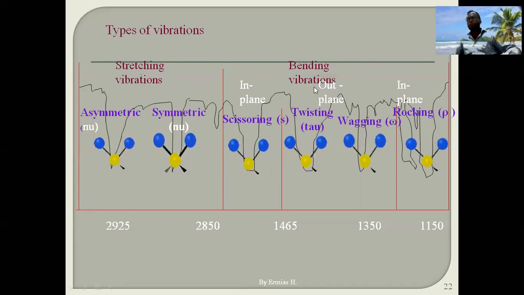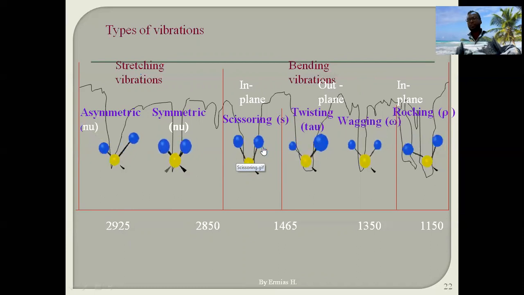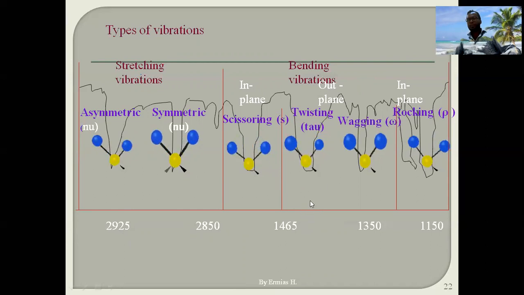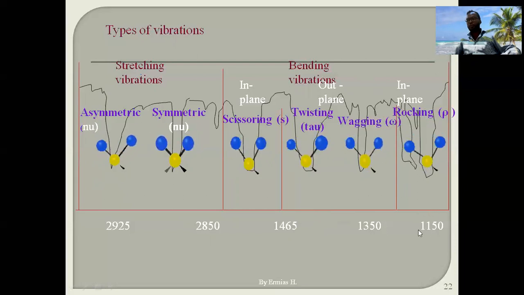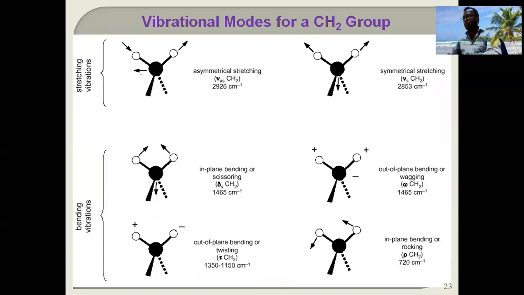When we come to the bending vibrations, this is scissoring. When the IR light interacts with our samples, the bonds vibrate just like this. When the IR interacts around almost 1400, it is twisting, which looks like this. This one is wagging around this frequency. This is rocking around 1150. This is a simple illustration of the vibration modes for stretching and bending, the same as the previous slides.